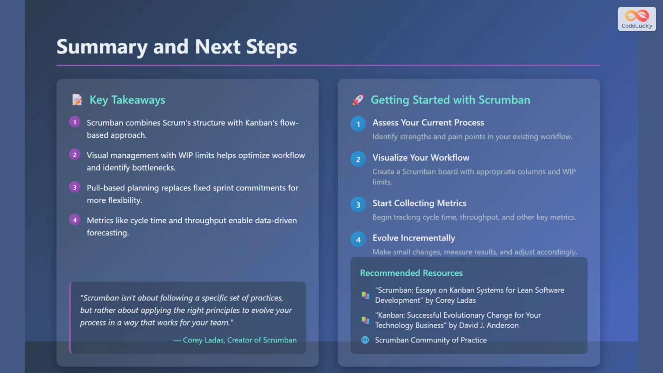Recommended resources include the book, Scrumban, Essays on Kanban Systems for Lean Software Development by Corey Ladas, and the book, Kanban, Successful Evolutionary Change for Your Technology Business by David J. Anderson. Also, explore the Scrumban community of practice.